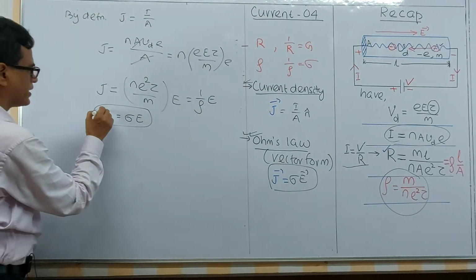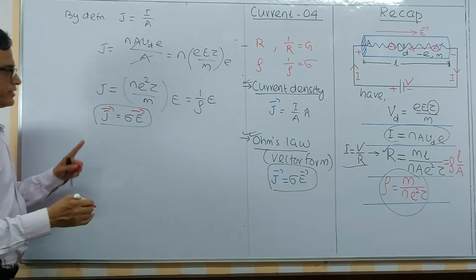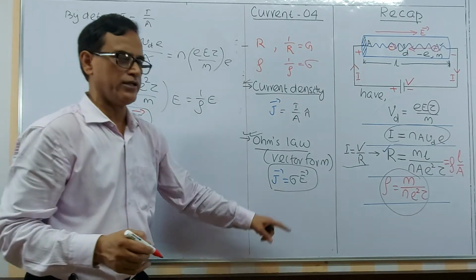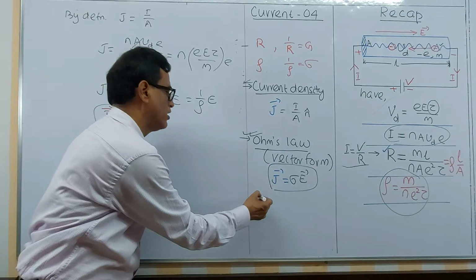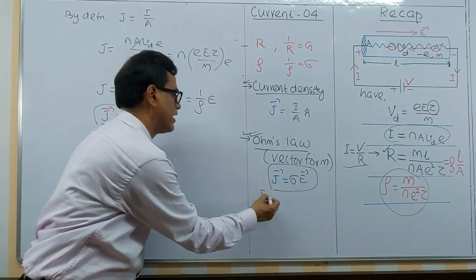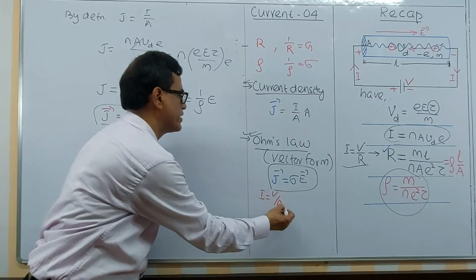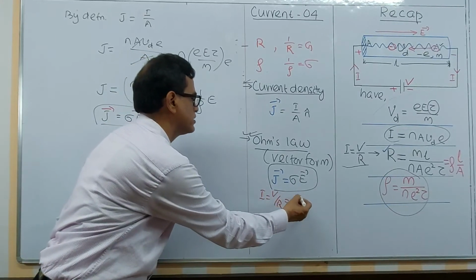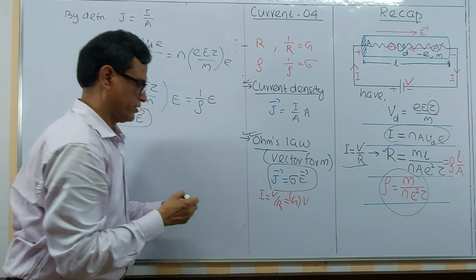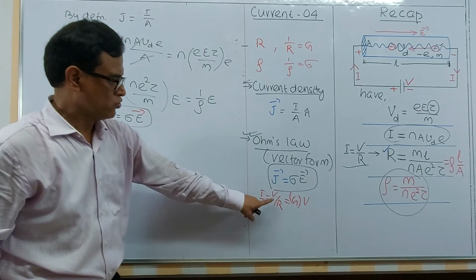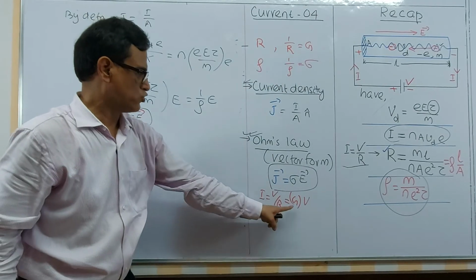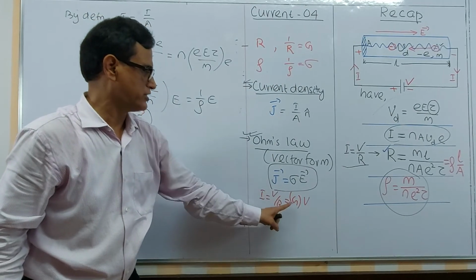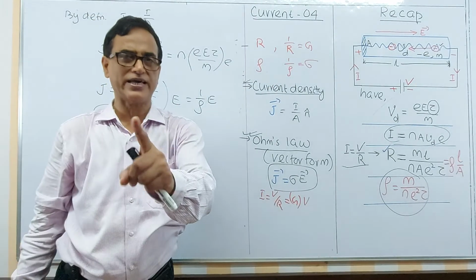Now J is equal to sigma E, in vector form you can write this. J is equal to sigma E vector. This is the vector form of Ohm's law, which we have read. I is equal to V by R or G into V. Current is equal to voltage by resistance, and 1 by resistance is conductance. So I is equal to G into V is Ohm's law in scalar form.